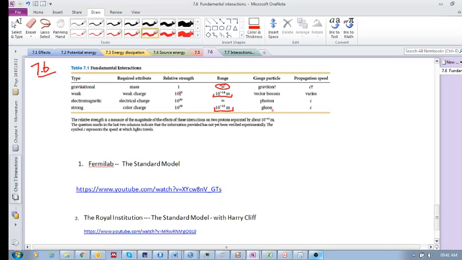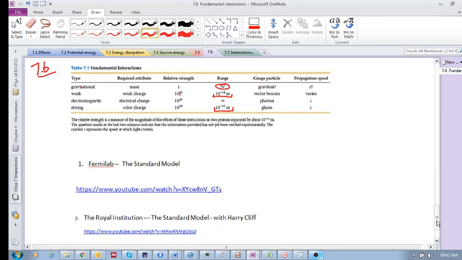Now, recall the gauge particles. The gauge particles are these exchange particles, which are due to interaction. Whenever something has this attribute, and there's an interaction, there's a force, then these particles are exchanged. But we saw that these ones have been discovered, but the graviton has not yet been discovered.